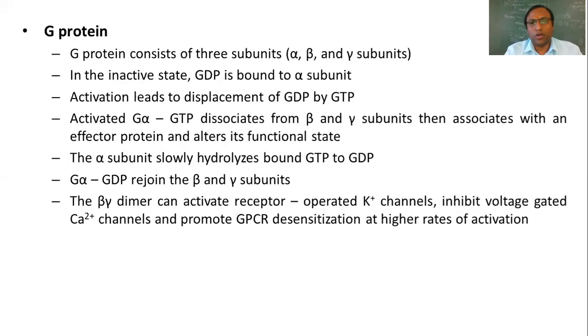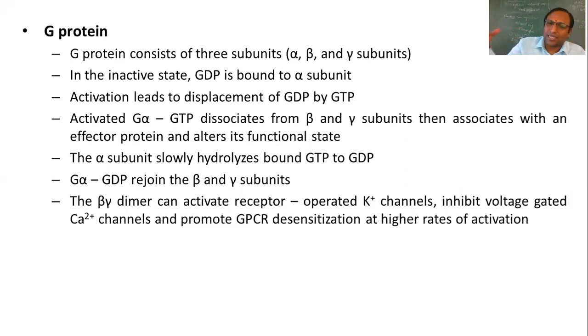Okay, so how does it work? If you see, the G protein consists of 3 subunits: alpha subunit, beta subunit, and gamma subunit. In the inactive state, the GDP is bound to the alpha subunit. The activation leads to the displacement of the GDP by GTP. So the activated G alpha-GTP dissociates from the beta and gamma subunits, then associates with the effector protein and alters its functional state, meaning it goes from the ground state to the excited state.